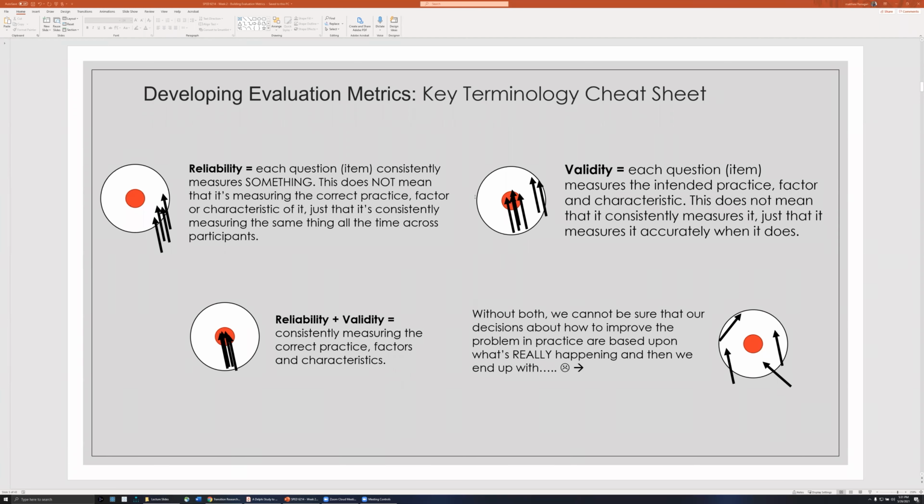So next week, you'll learn how to create questions that accomplish these goals. This week, you're going to be deciding which practices, programs, services, and factors are going to become the questions that you'll create next week to be valid and reliable.